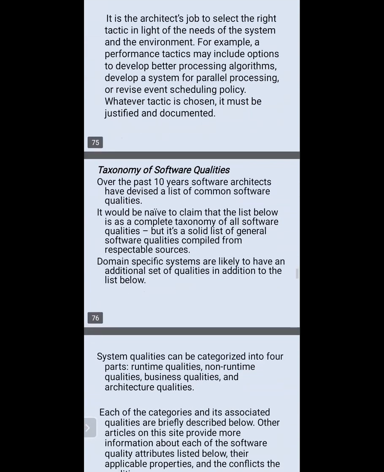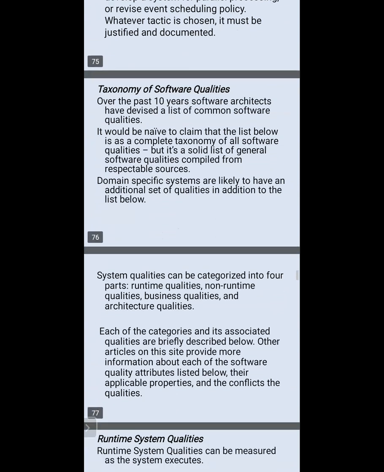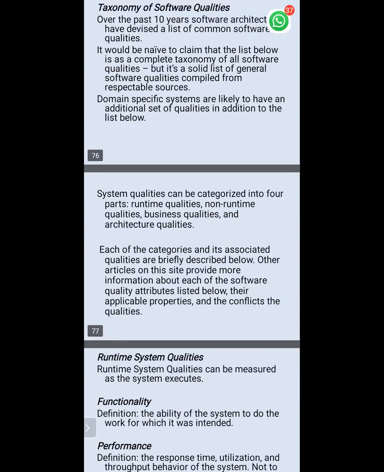The next one is the taxonomy of software qualities. Over the past 10 years, software architects have devised a list of common software qualities. It would be naive to claim the list below is a complete taxonomy of all software qualities, but it is a solid list of general software qualities compiled from respectable sources. Domain-specific systems are likely to have an additional set of qualities in addition to those listed below. So taxonomy of software qualities means we are using different terminologies for the software qualities.